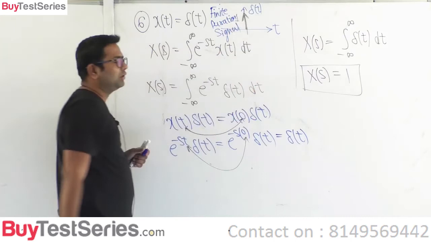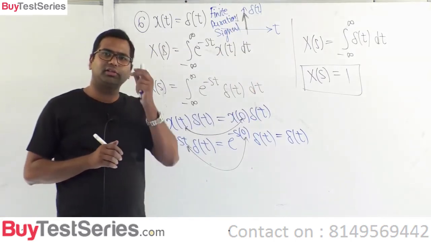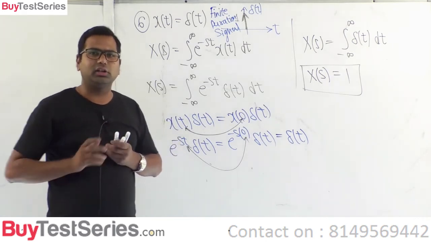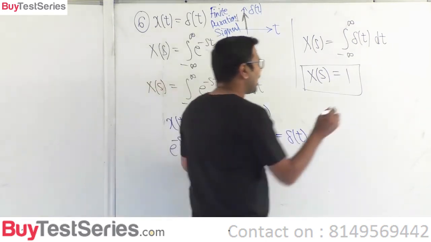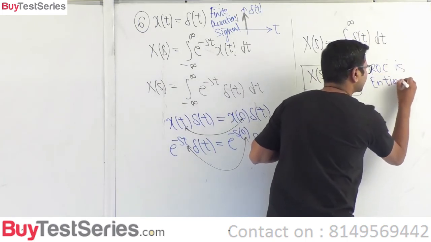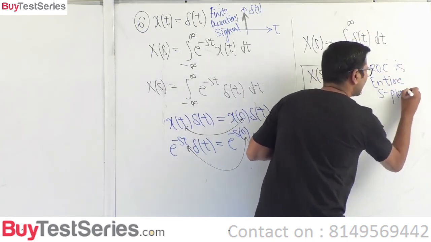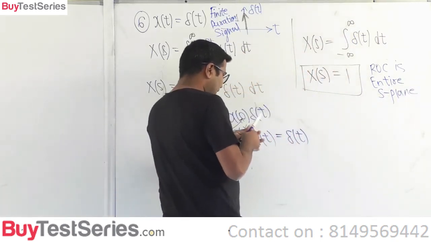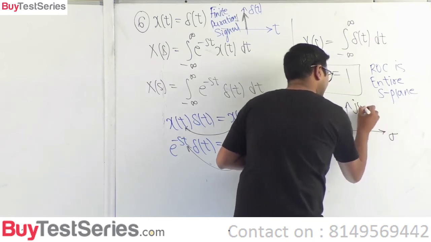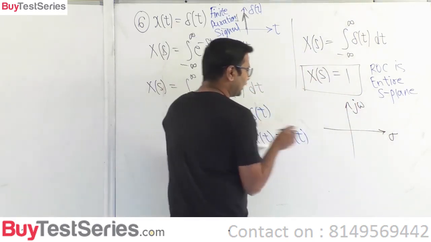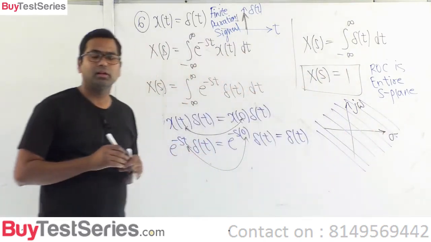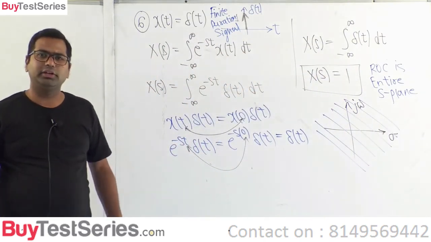So, the impulse in the question here is a finite duration signal, and as we have seen from the fourth property of ROC, for a finite duration signal, the ROC is the entire s-plane. Hence this can be shown as, this is sigma and this is j omega. Since the ROC is the entire s-plane, we will shade the entire s-plane. This is the ROC for the unit impulse signal.